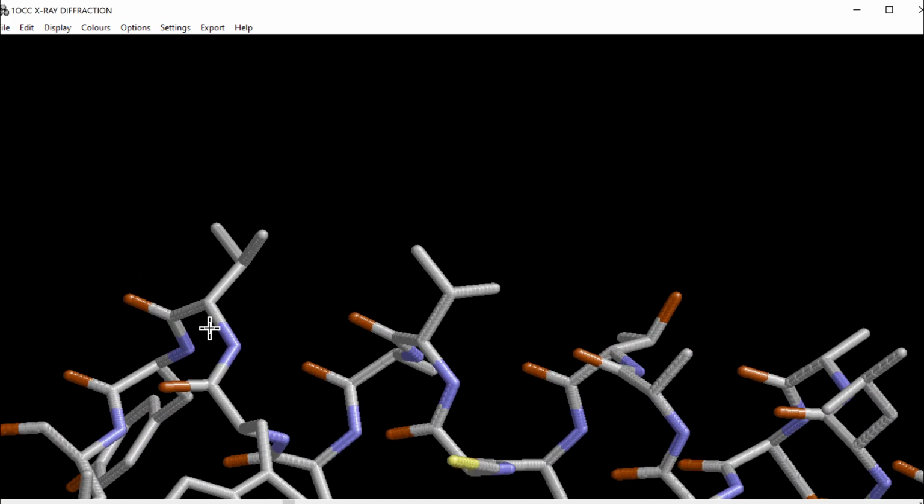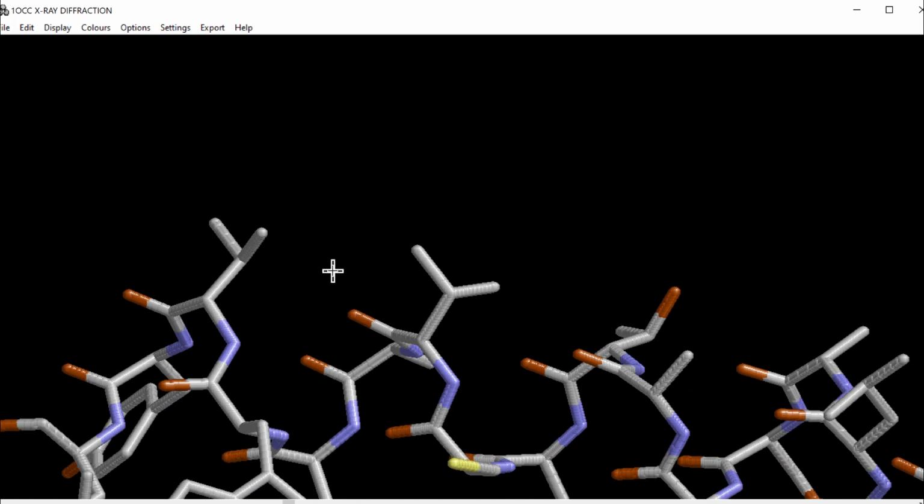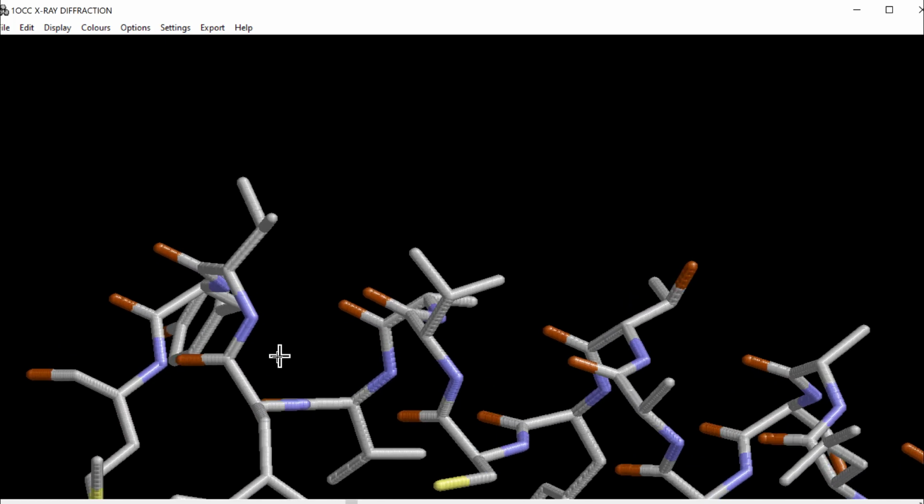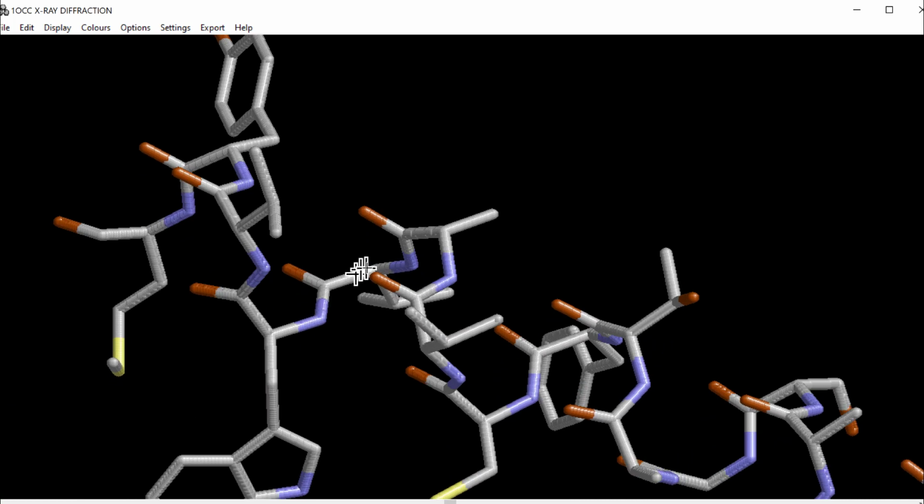What holds this together and gives it its shape are two things. One is hydrogen bonding, okay? Hydrogen bonding is going to happen between the hydrogen on the nitrogen here, so it's sticking out like this, and then the oxygen on a carbonyl of another peptide bond. So this hydrogen is on a nitrogen, and that hydrogen is hydrogen bonding to the oxygen on another peptide bond.